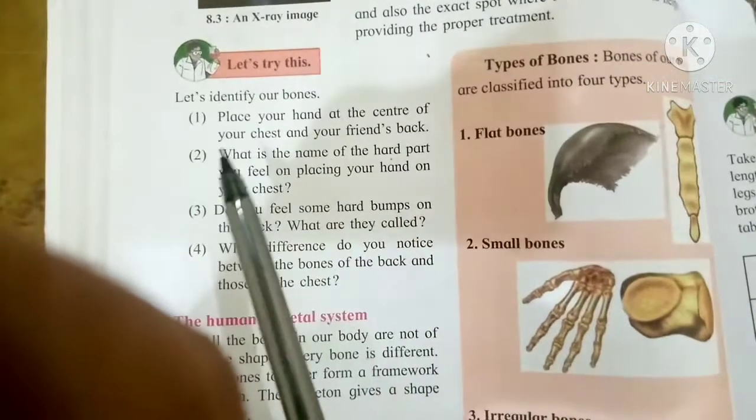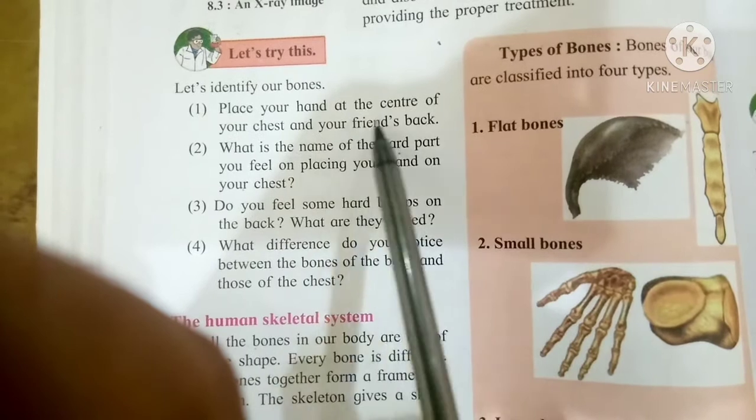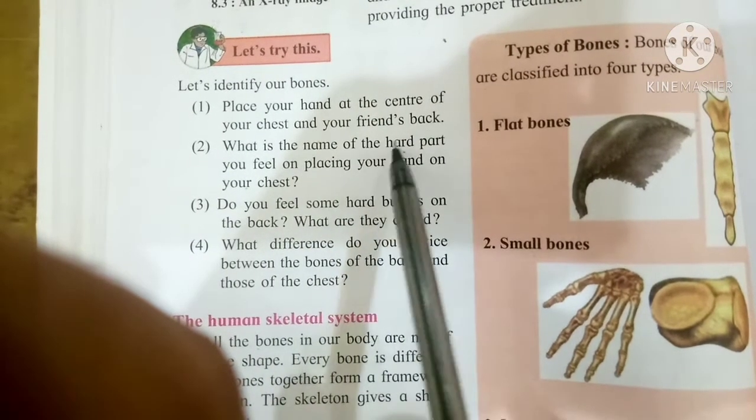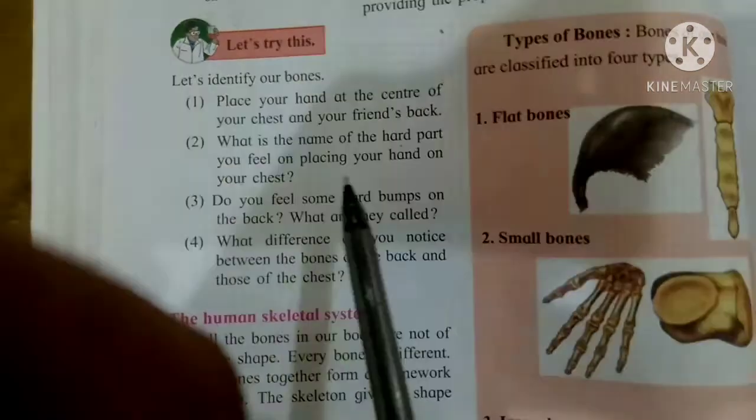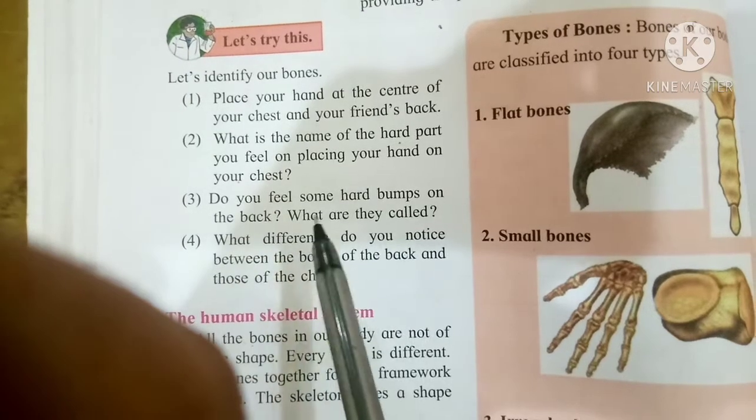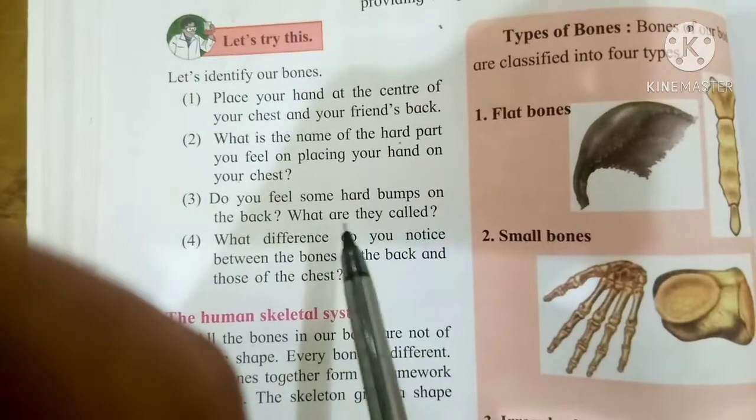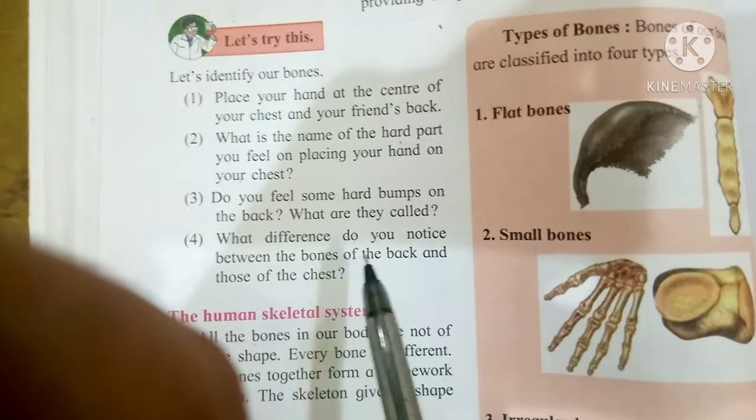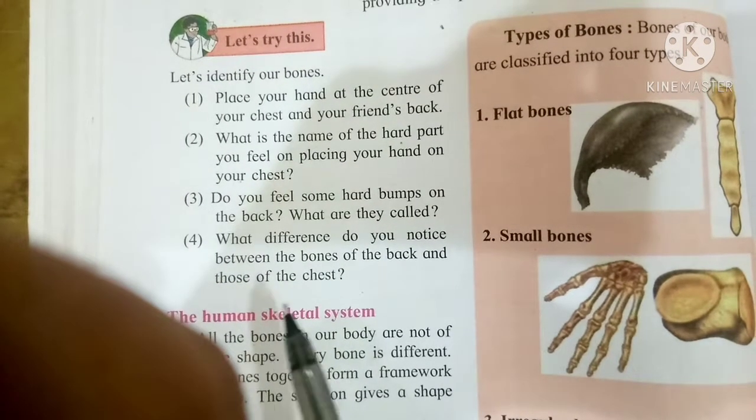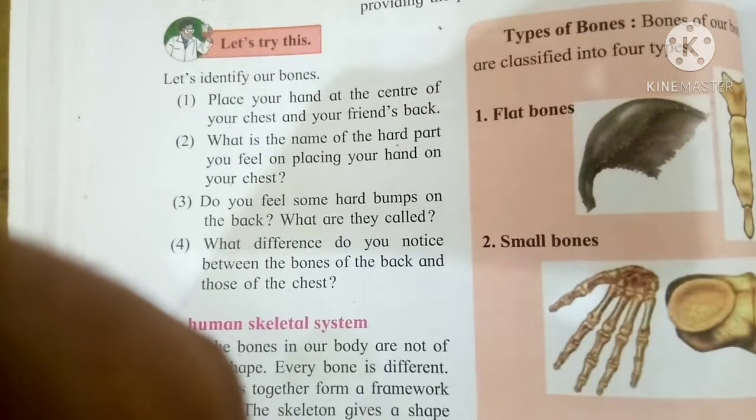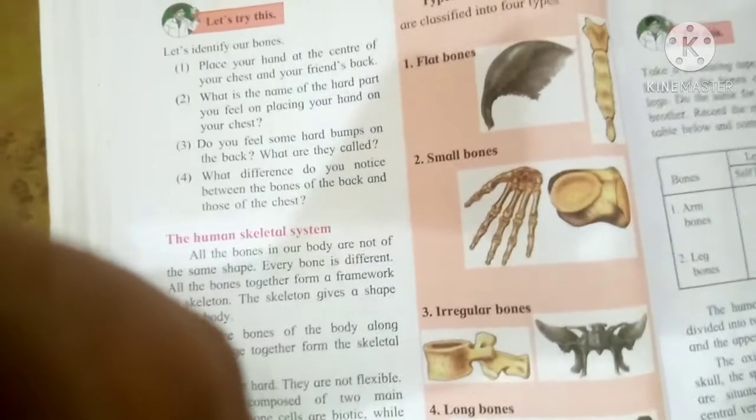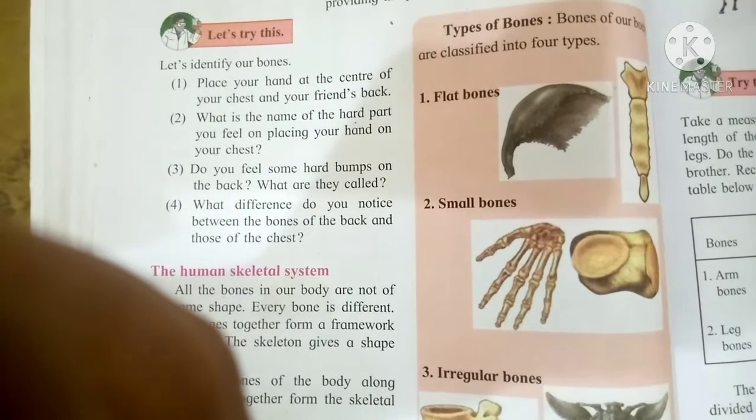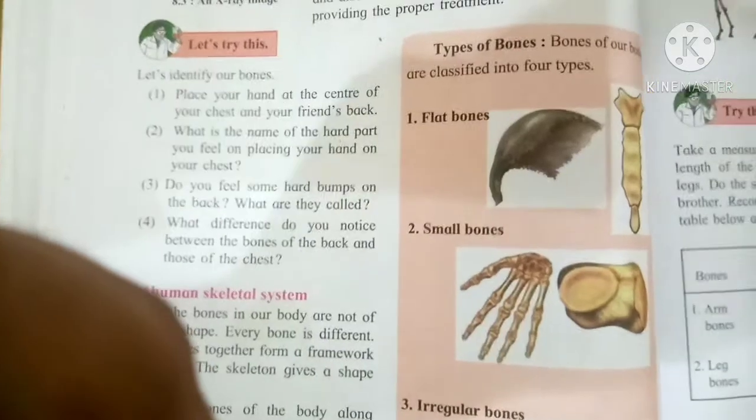Okay, next, let's identify our bones. Place your hand on the center of your chest, and your friend's back. What is the name of the hard part you feel when placing your hand on your chest? Do you feel some hard bump at the back? What are they called? And what difference do you notice between the bones of the back and those of the chest? That means four different types of bones are present in your body: flat bone, small bone, irregular bone and long bone. Which type of bone is present in which part of your body is clearly indicated.